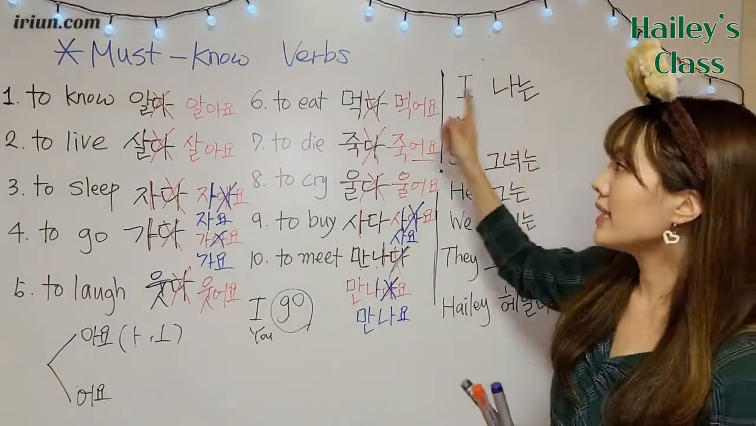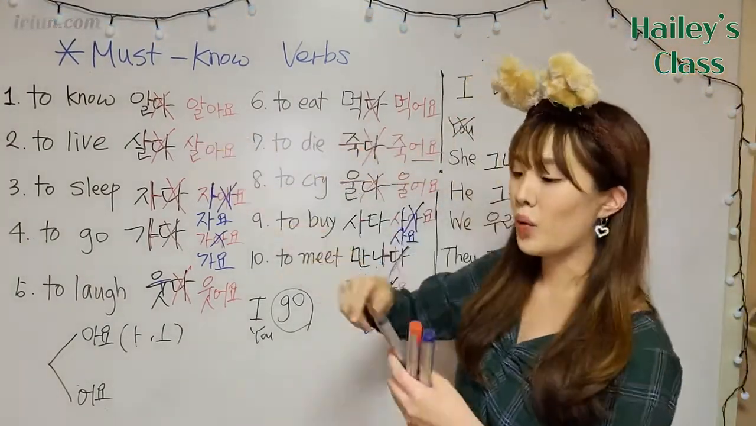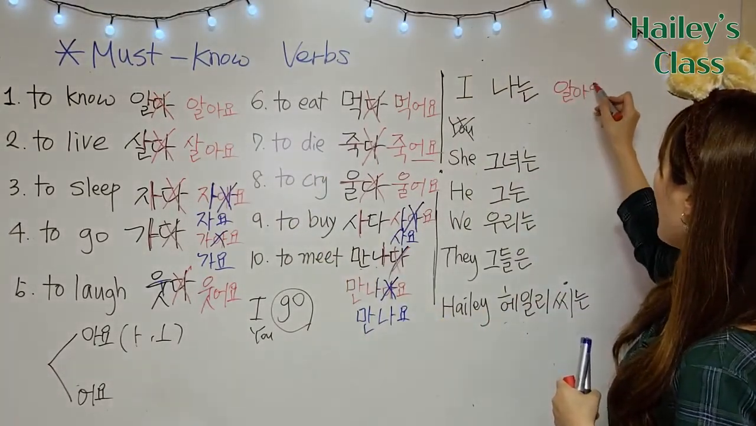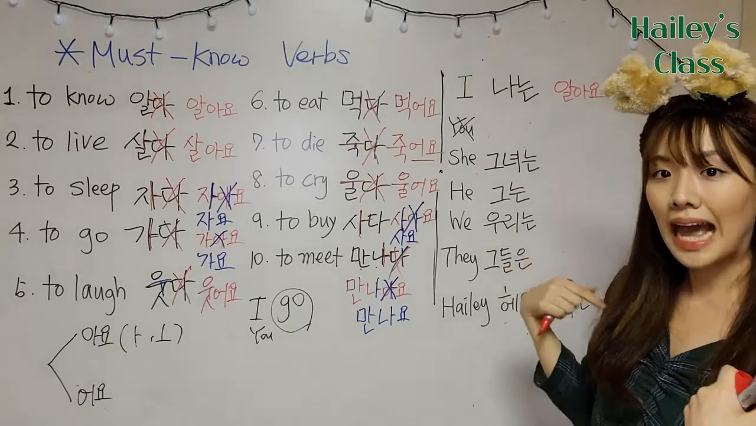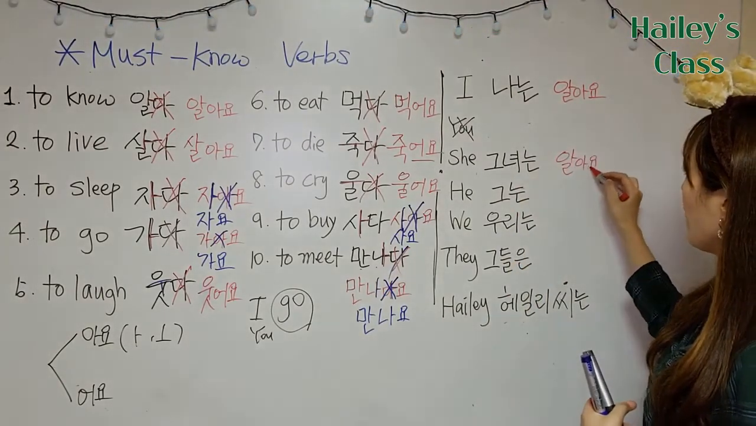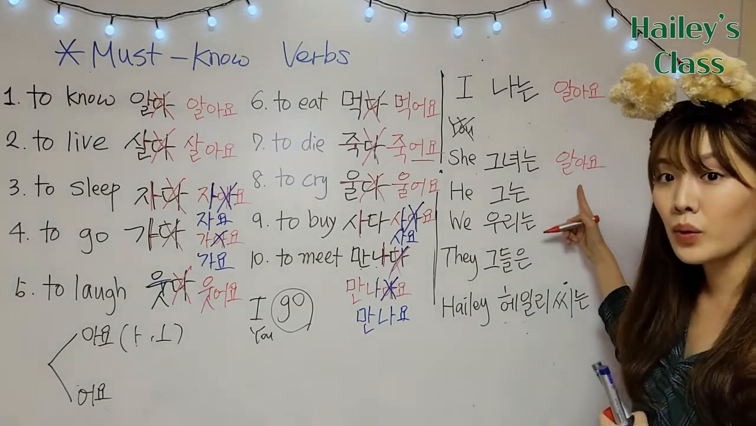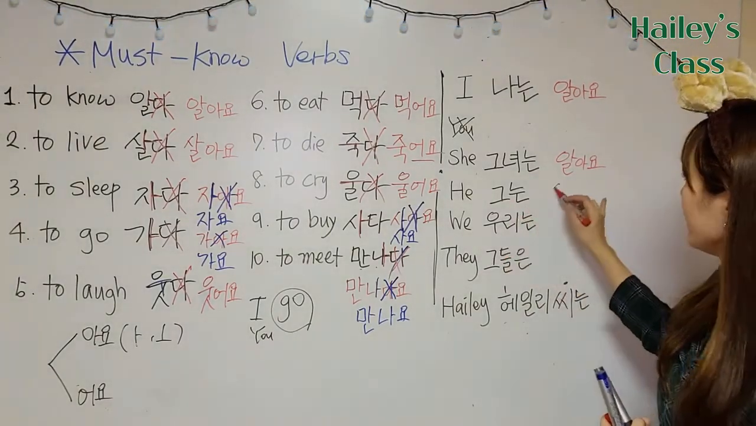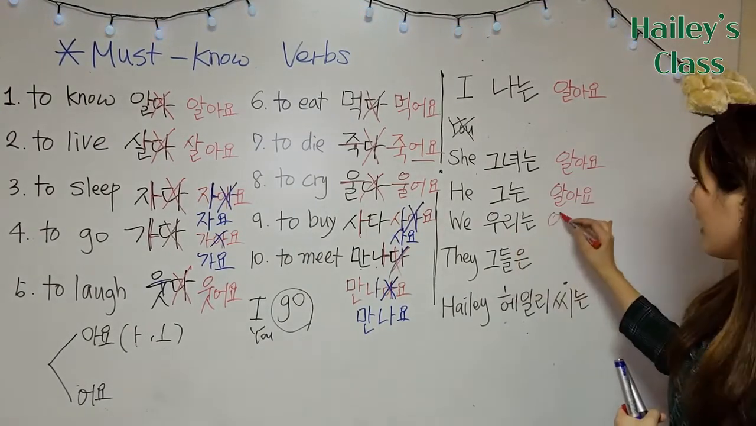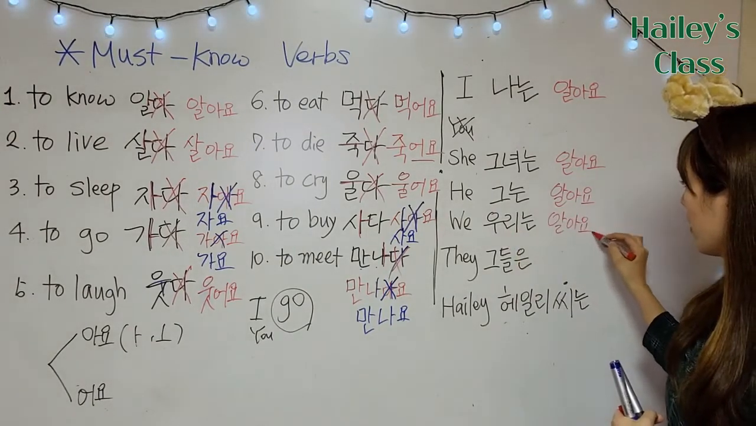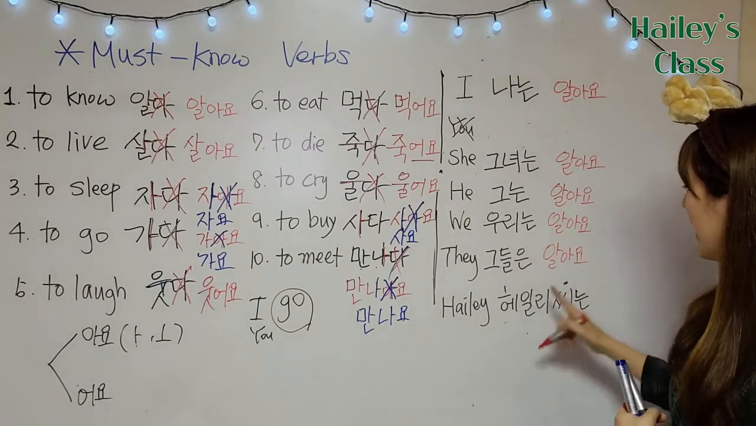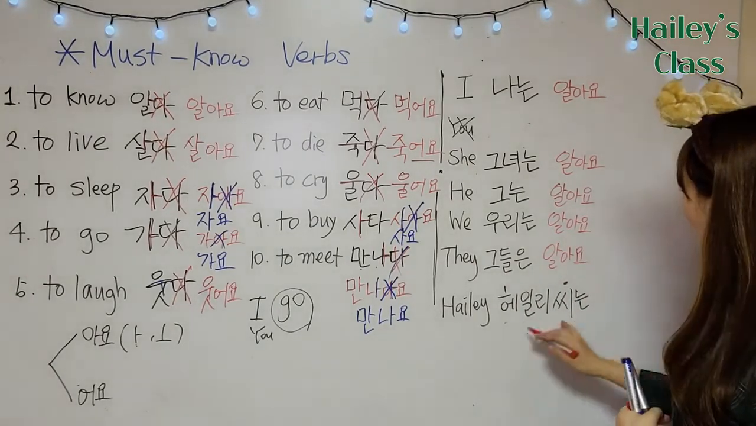Okay. So let's say I know. I know is 나는 알아요. 알아요. 나는 알아요. 그녀는 알아요. 그는 알아요. 우리는 알아요. 그들은 알아요. 혜리 씨는 알아요.